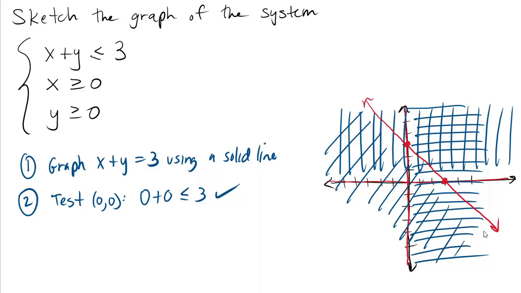And where is our overlap? Well, remember, we have to stay above the x-axis, to the right of the y-axis, and below our slanted line. So that's this little triangular region right here. The solutions to this system are inside and on the triangle. Because we've included all of the boundaries, any point on that triangle is also a solution.